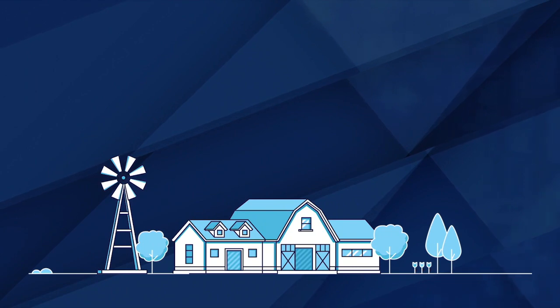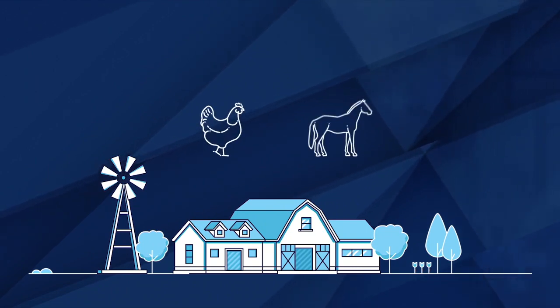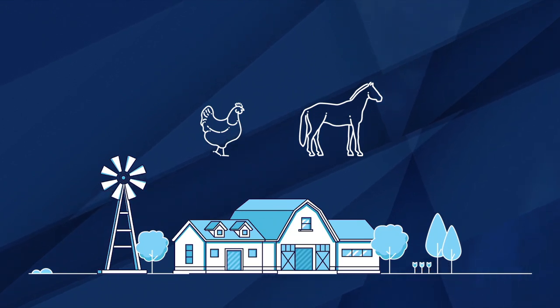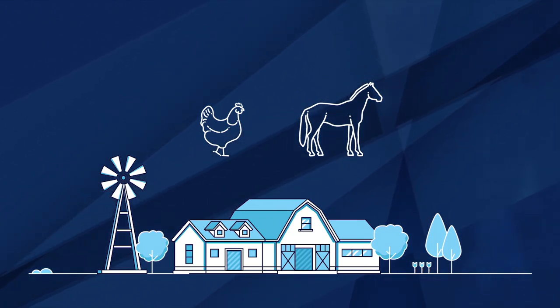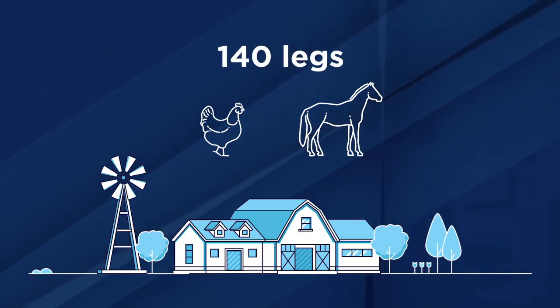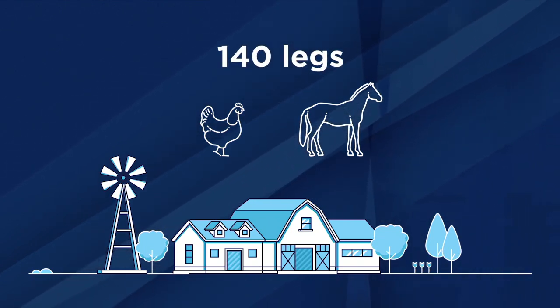Let's dive right in with our opening puzzle. Imagine a barn that holds 50 animals. Some of them are chickens and some of them are horses. Of course, chickens have 2 legs and horses have 4. Now, suppose I tell you there are a total of 140 legs. How many chickens and how many horses are there?